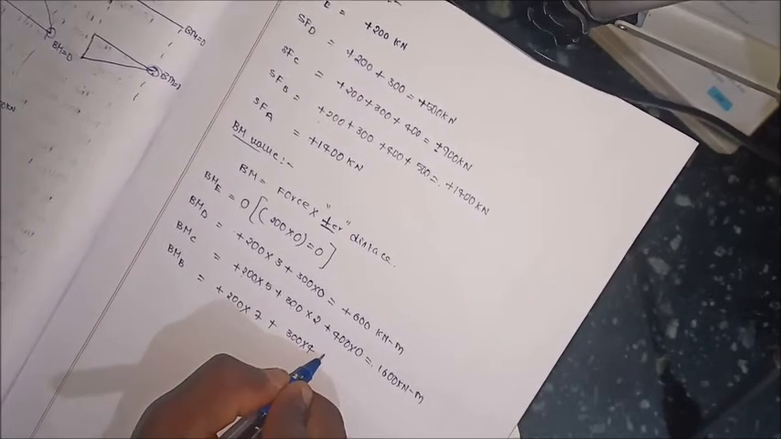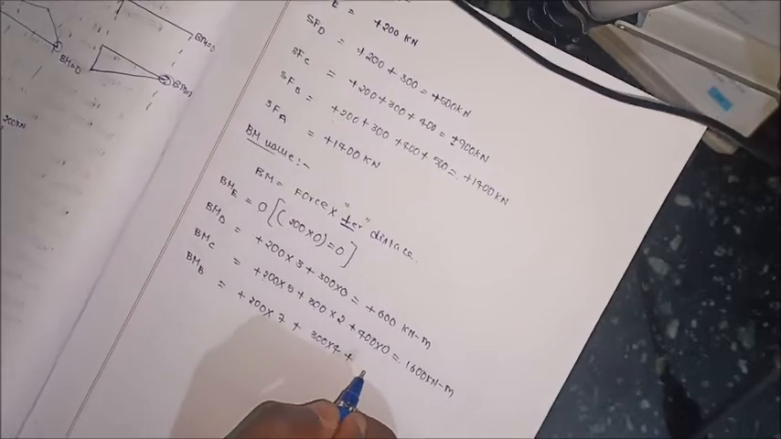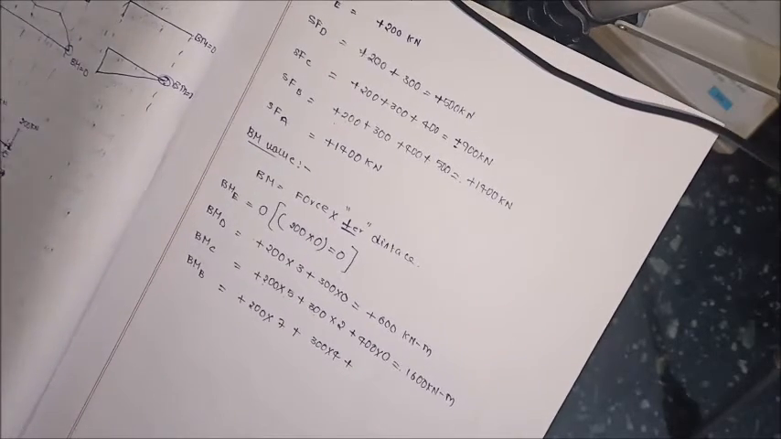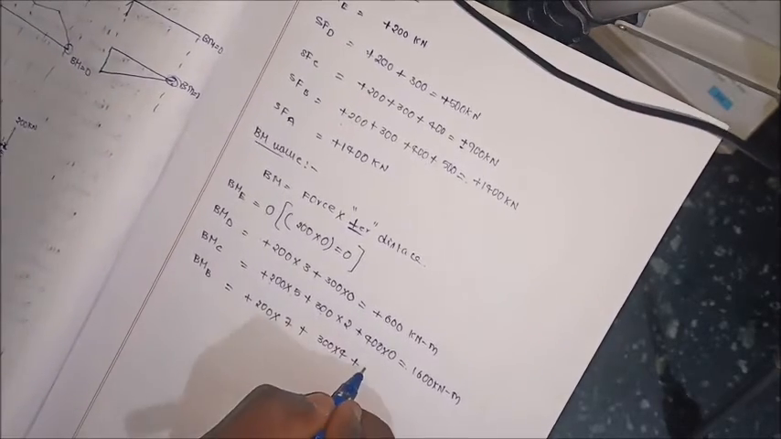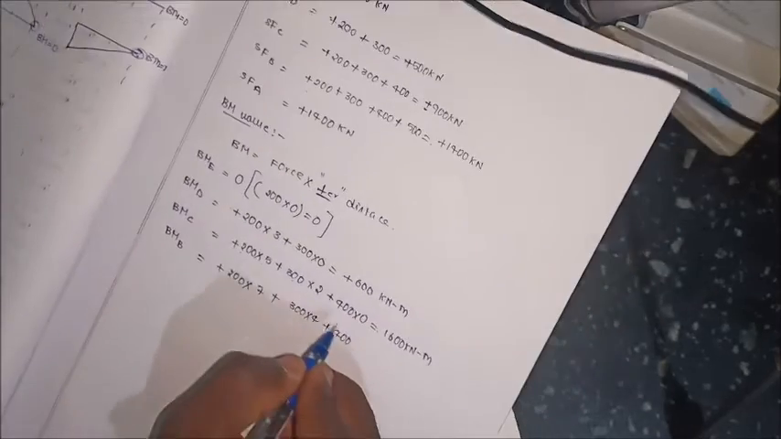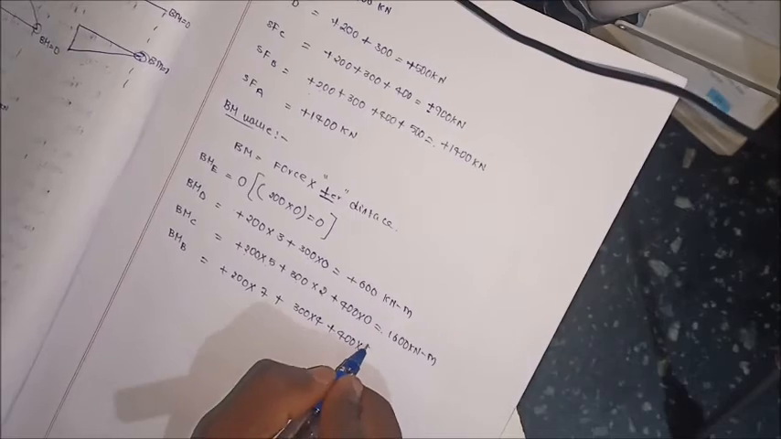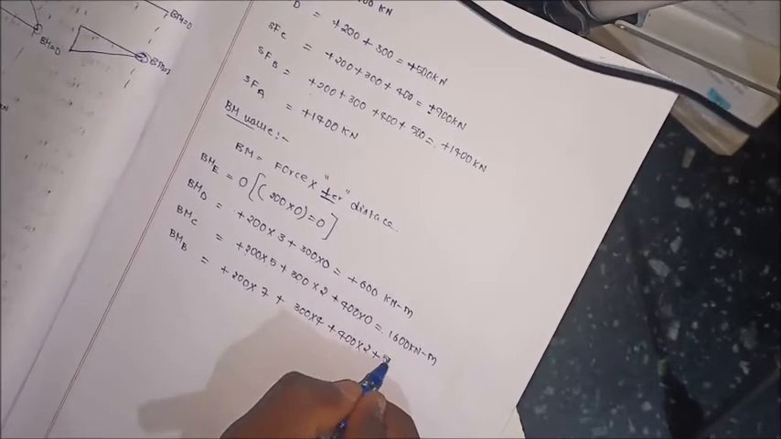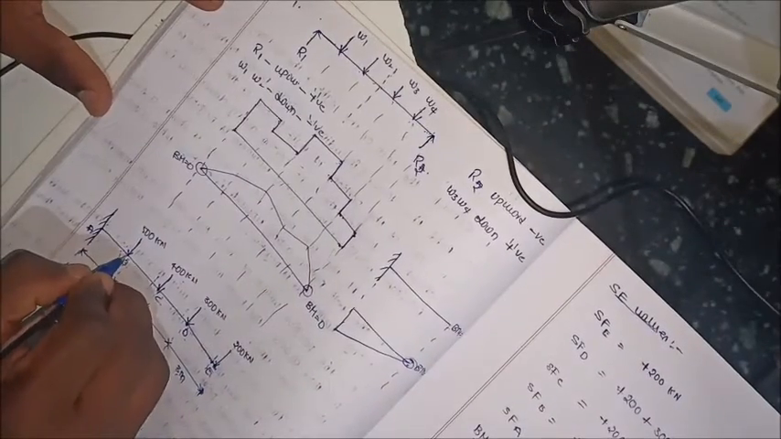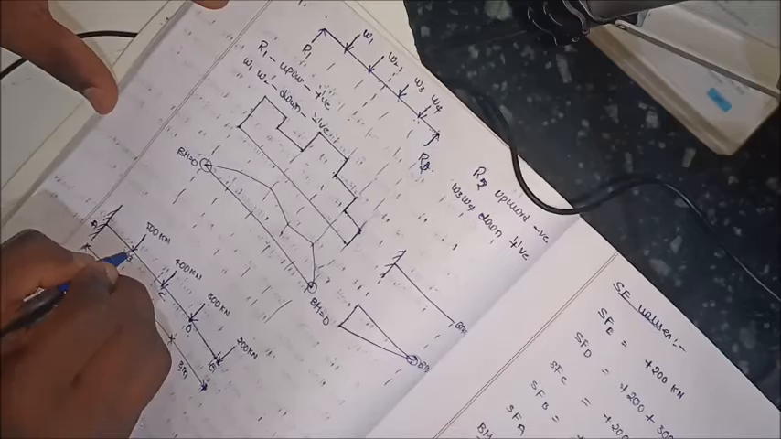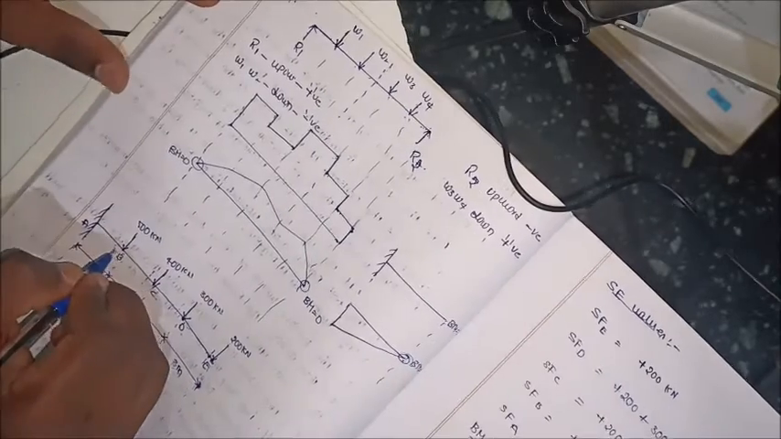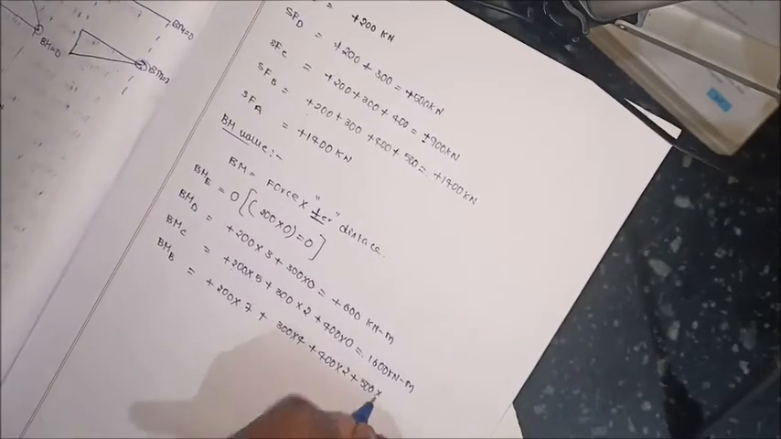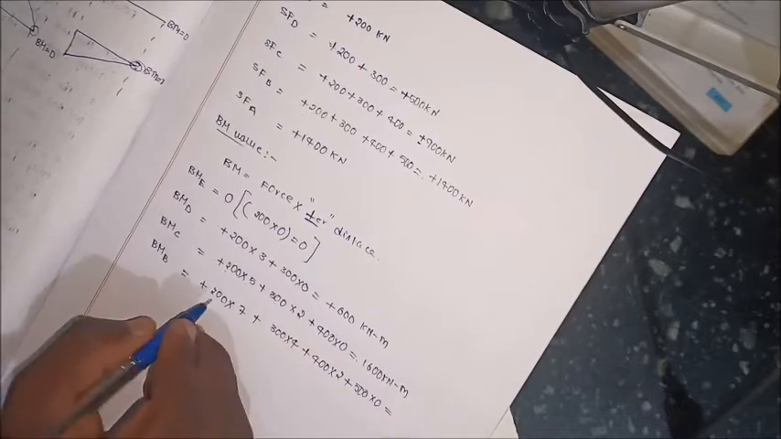Next, perpendicular distance between D and B. Next, 400 kilonewtons. 400 into the perpendicular distance, which is 2 meters. Next, plus 500 into what is the perpendicular distance between these points? We are considering B, and the perpendicular distance at B is 0. So 500 into 0.